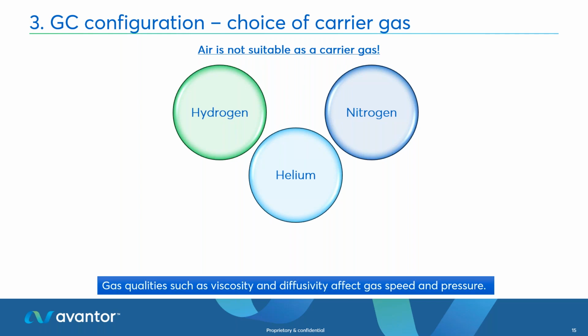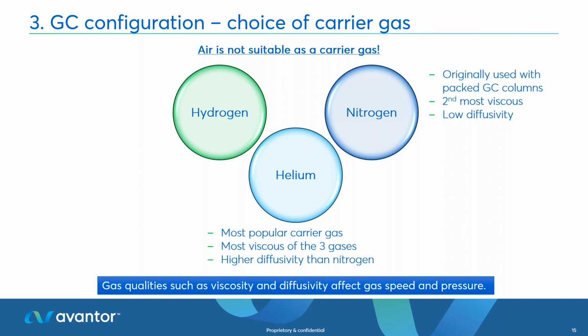One of the most important configuration aspects in GC is the choice of carrier gas. Nitrogen is one of the original gases that was used with packed columns. It's the second most viscous and has low diffusivity. Excellent resolution, but it's really slow. So unfortunately, it just gives really long retention times.